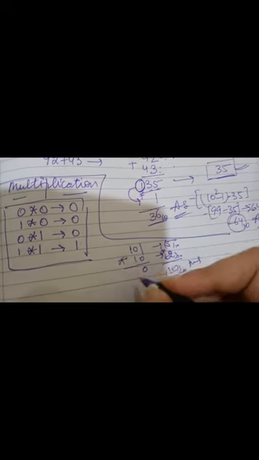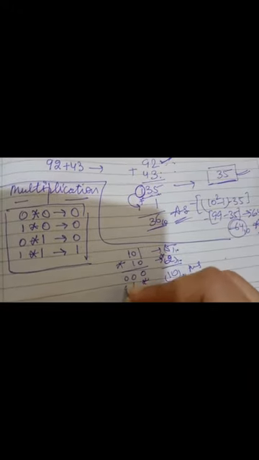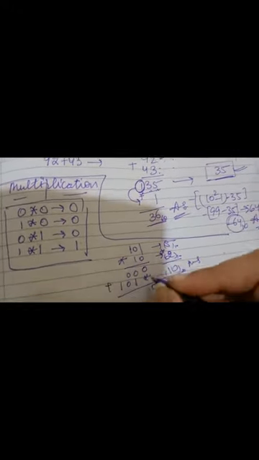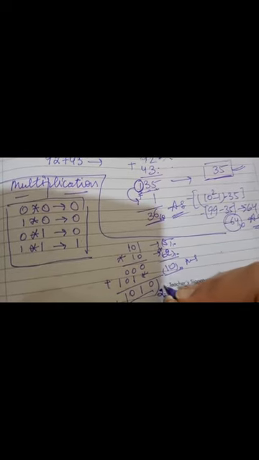0 into 1 is 0, 0 into 0 is 0, and then 0 into 1 is 0. Anything into 0 will give 0. Now 1 cross 1 is 1, 1 cross 0 is 0, 1 cross 1 is 1. Now adding them up, 0, 1, 0, 1. And this is the value of 10 in the binary number system.